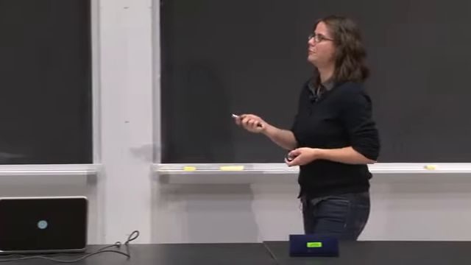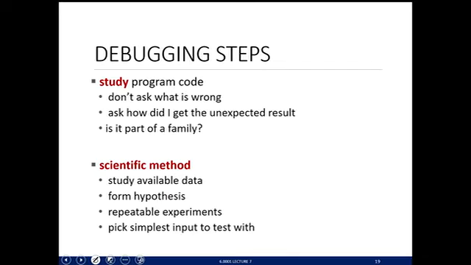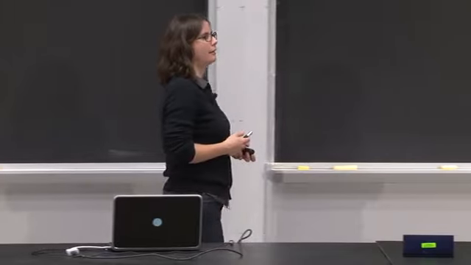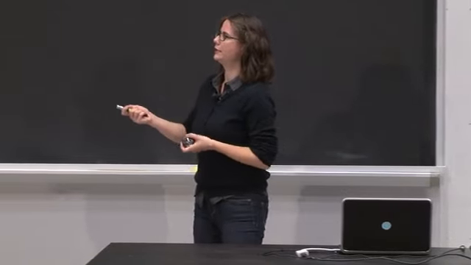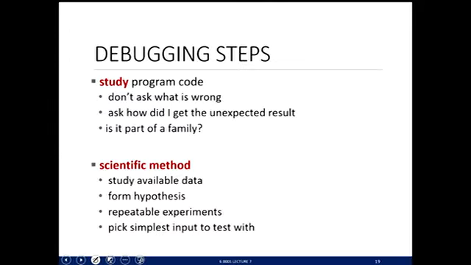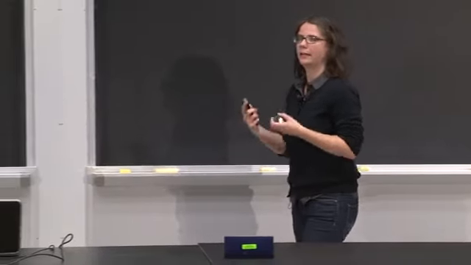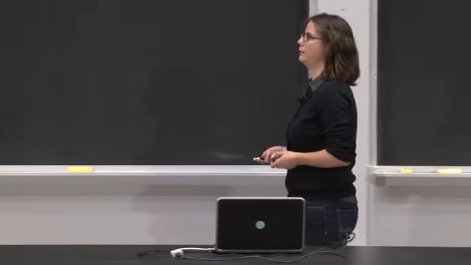So the general debugging step is to study the program code. Don't ask what is wrong, because that's actually part of the testing. So your test cases would have figured out what's wrong. The debugging process is figuring out how the result took place. And since programming and debugging is a science, you can use the scientific method as well. So look at all the data, that's your test cases, figure out a hypothesis, maybe say, oh, maybe I'm indexing from 1 instead of 0 in lists, for example. Come up with an experiment that you can repeat, and then pick a simple test case that you can test your hypothesis with.